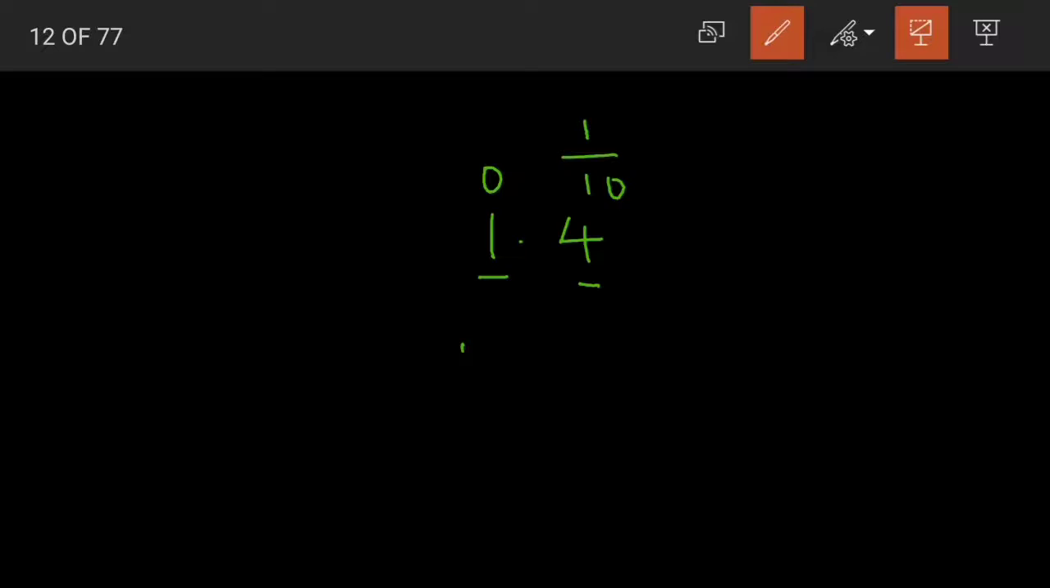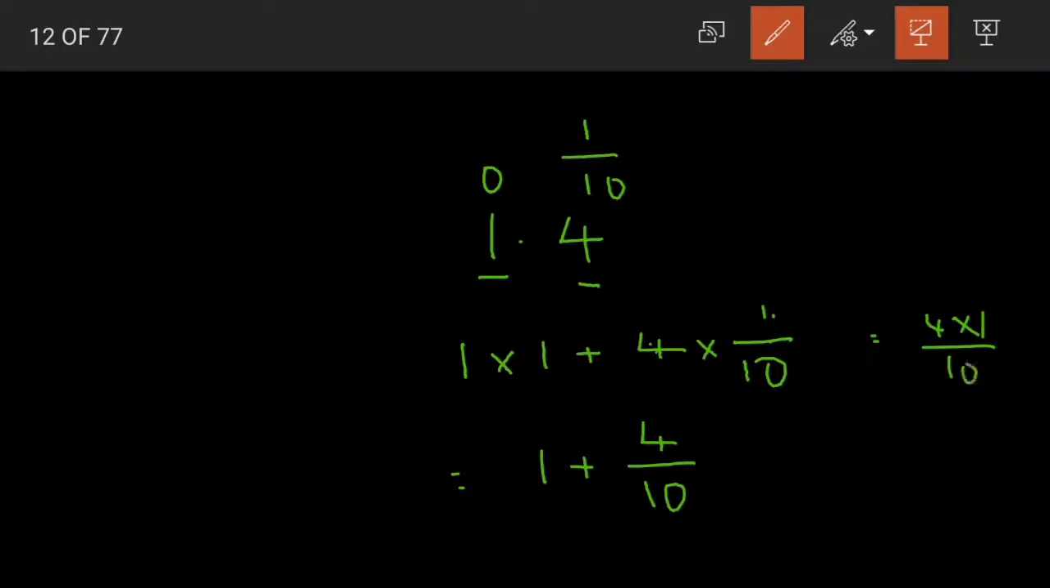Now if you are writing the expanded form, how will we write? 1 into 1 plus 4 into 1 by 10. Yes, it is nothing but 1 plus 4 by 10. We have learned about the multiplication of fractions and whole numbers. How will we multiply this? 4 into 1 divided by 10. That is nothing but 4 by 10.